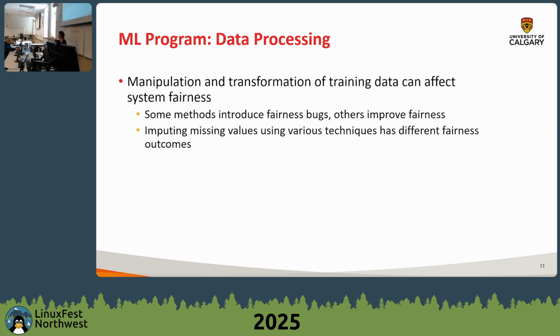So in machine learning programs, it's pretty common to include data processing scripts that will manipulate and transform the training data for downstream tasks. And this processing itself can have impact on the fairness of the software. There are certain pre-processing methods that can introduce fairness bugs, while other methods may improve software fairness. And this one is not very strongly researched.